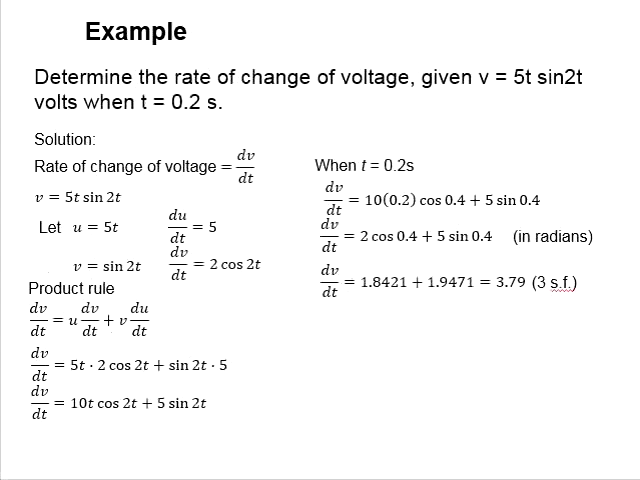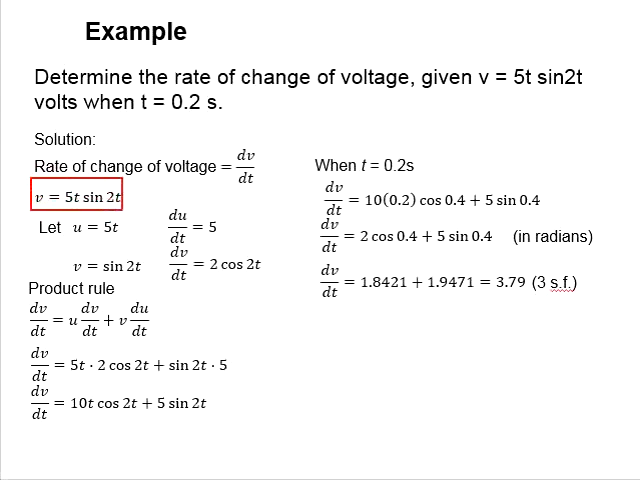Let us try one more question. It is given that v equals pi t sine 2t. The question asks us to determine the rate of change of voltage when t equals 0.2 seconds. First, you need to know what the rate of change of voltage is. When you are talking about the rate, that means you deal with dt. Differentiate this dv to dt. It represents the change of voltage with respect to time, dv per dt.